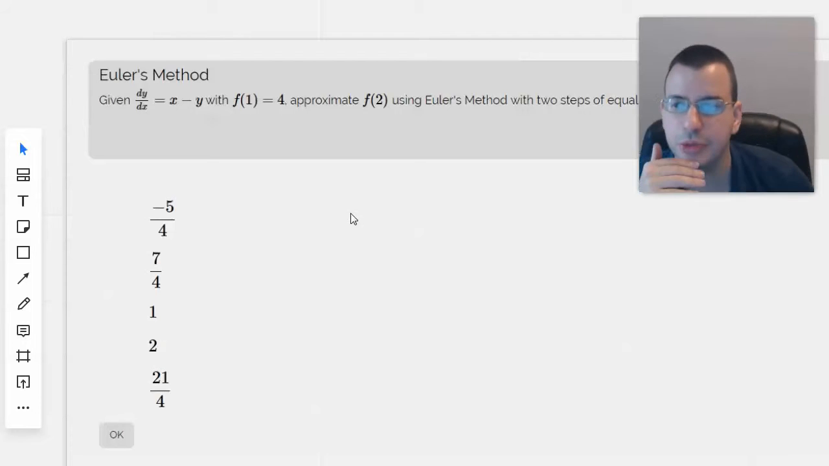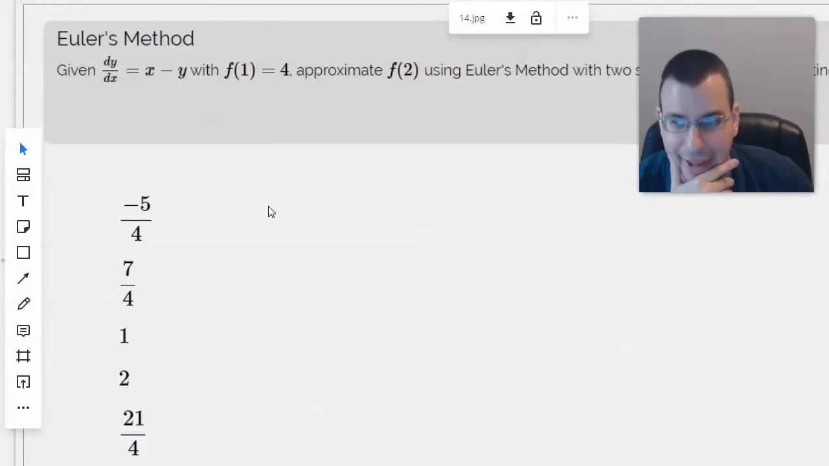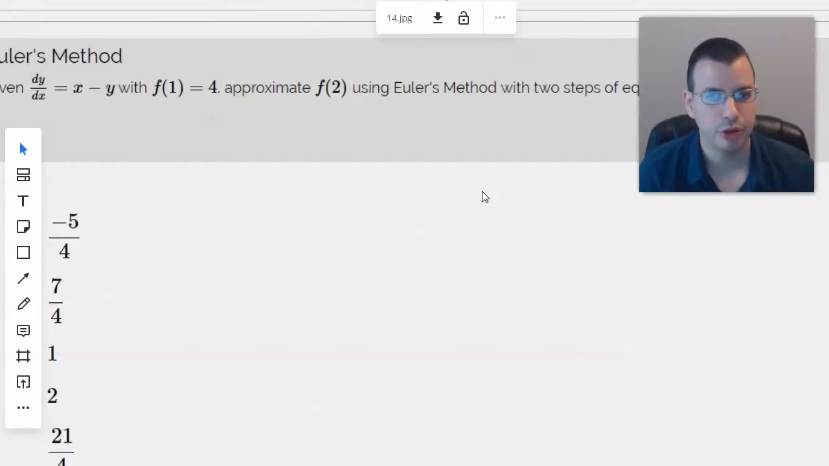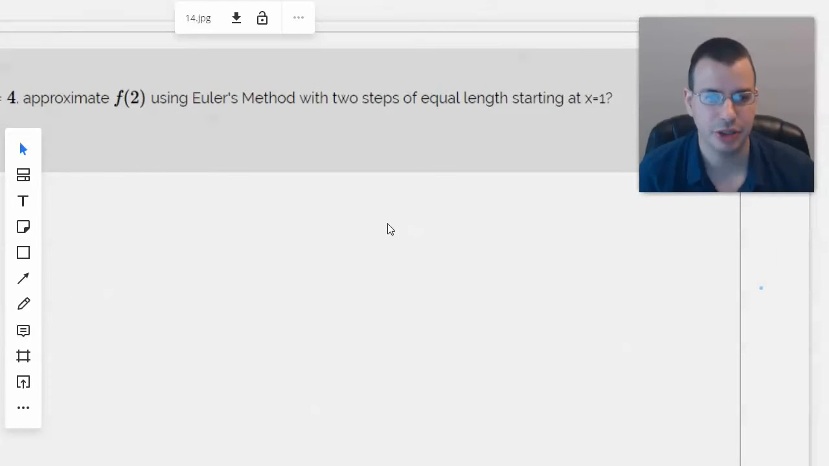Given dy/dx equals x minus y, with f(1) equals 4, approximate f(2) using Euler's method with two steps of equal length starting at x equals 1.